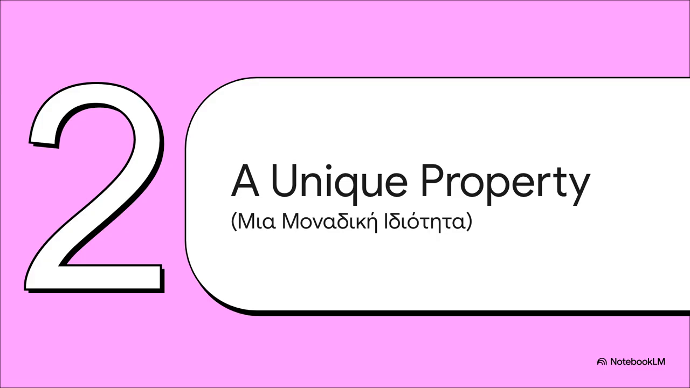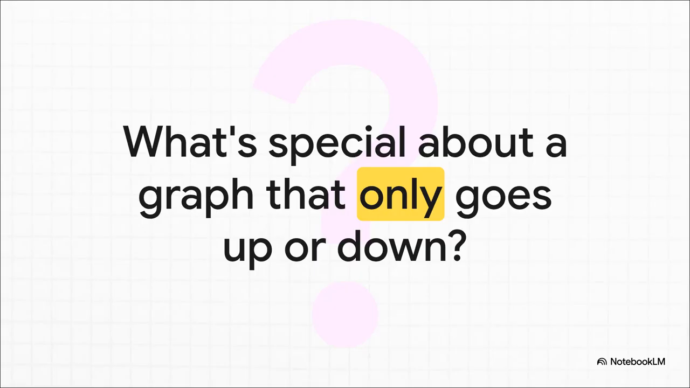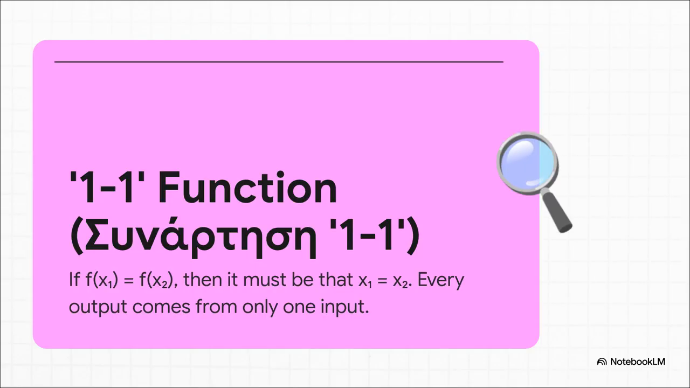So, what's the payoff for being so predictable? What special prize does a function get for never, ever changing its direction? Well, think about it for a second. If a graph is always climbing, it can't dip back down to a height it's already visited, right? And if it's always falling, it can't rise back up to a previous level. This really simple visual idea has a pretty profound consequence. It earns this special badge.